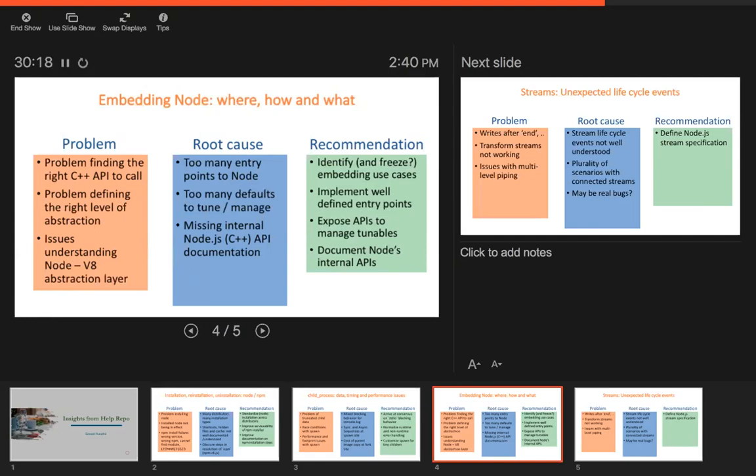So the whole idea is to either talk to the embedding users or collect their feedback, and then look at what are the two or three discrete ways of embedding Node.js, define them, expose the entry points, and then document.